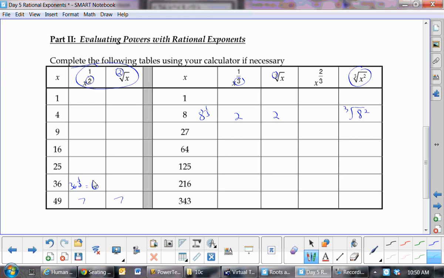What's 8 squared? What is the cube root of 8? Or 64. 4. So the answer to this is 4. Now what is x to the 2/3? Or sorry, 8 to the 2/3? You also get 4. 8 to the 2/3 equals 4.